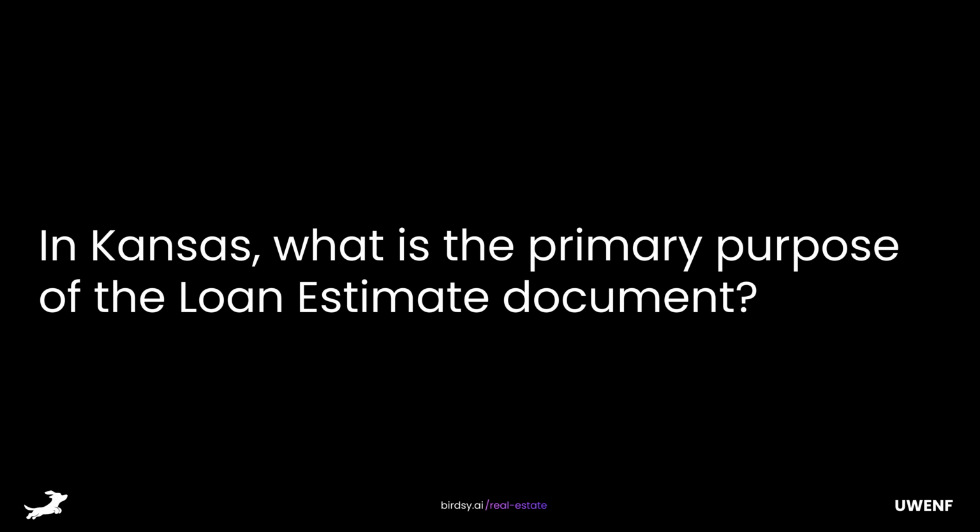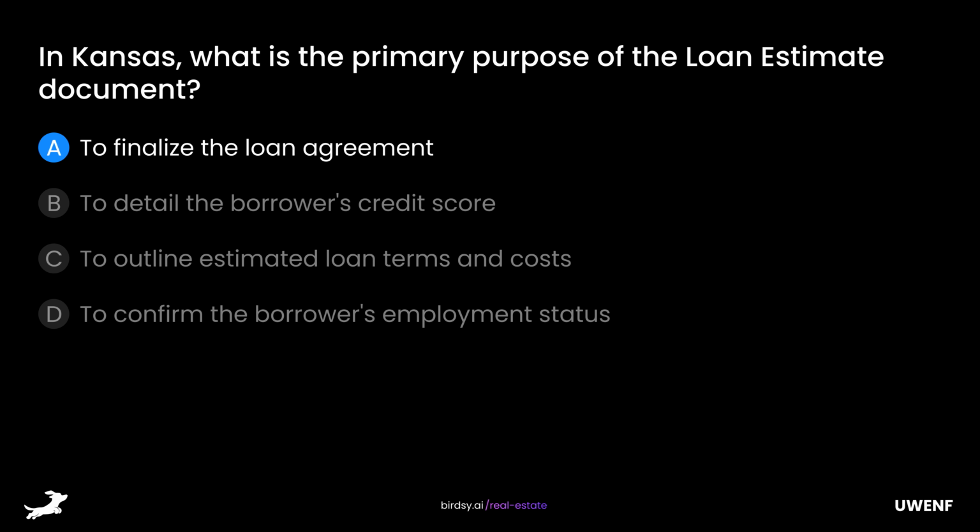In Kansas, what is the primary purpose of the loan estimate document? Is it A, to finalize the loan agreement, B, to detail the borrower's credit score, C, to outline estimated loan terms and costs, or D, to confirm the borrower's employment status? The answer is C, to outline estimated loan terms and costs.